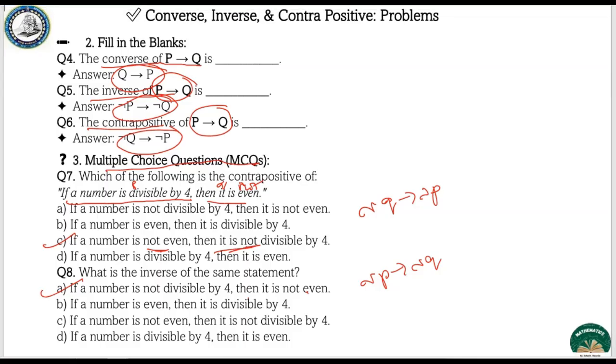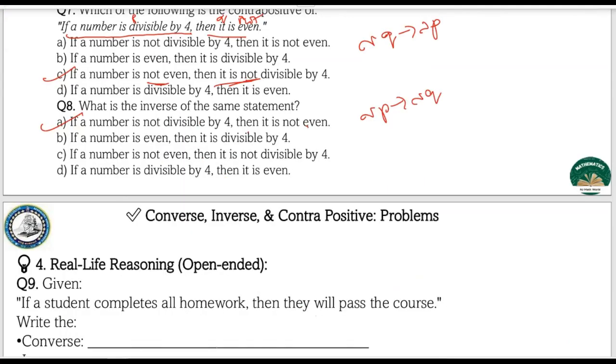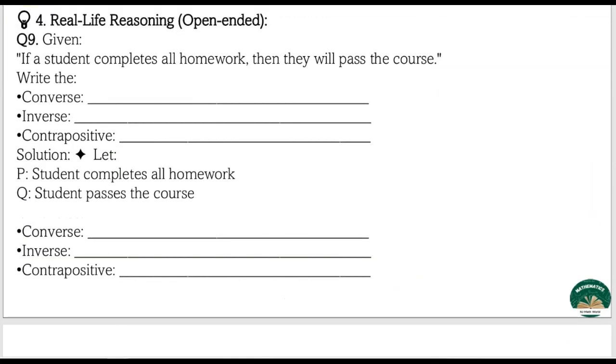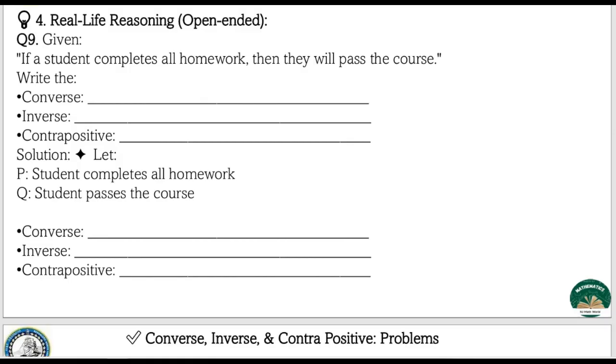Then moving with the next one. The statement: if the student completes all homework, then they will pass the exam. We have to write the converse, inverse, and contrapositive. This is an important question. They'll give one statement and ask you to write all three. It will come for 3 marks.